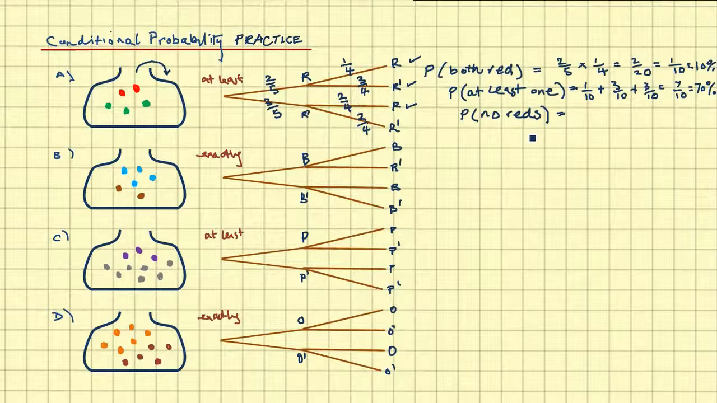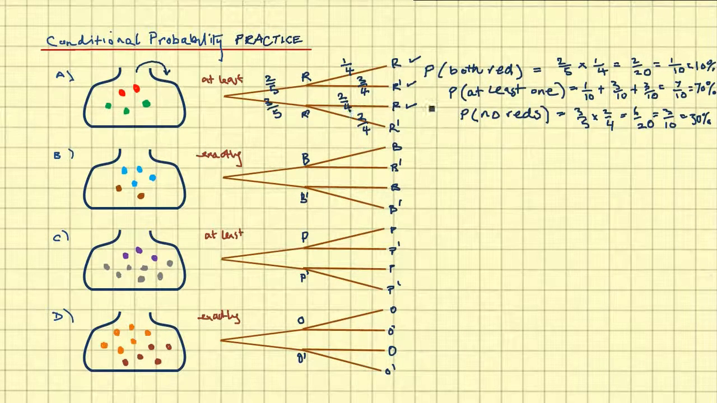Okay, no reds. Well, no reds is this final branch here, so that's going to be 3/5 times 2/4, and that's going to be 6/20, which is 3/10 or 30%.